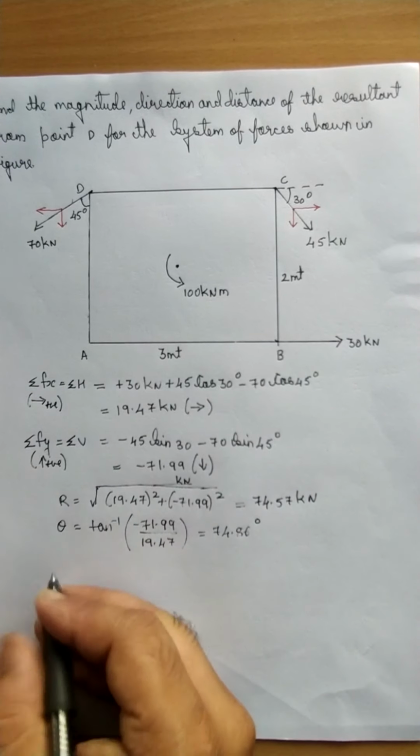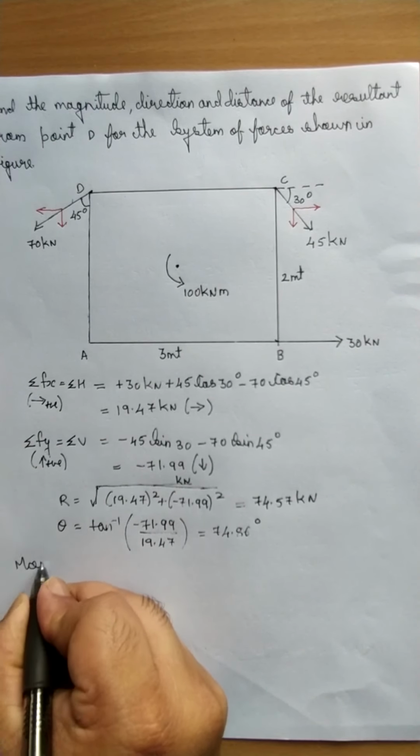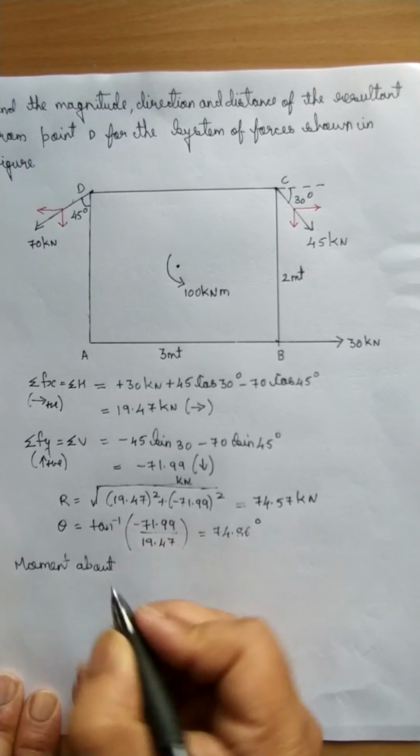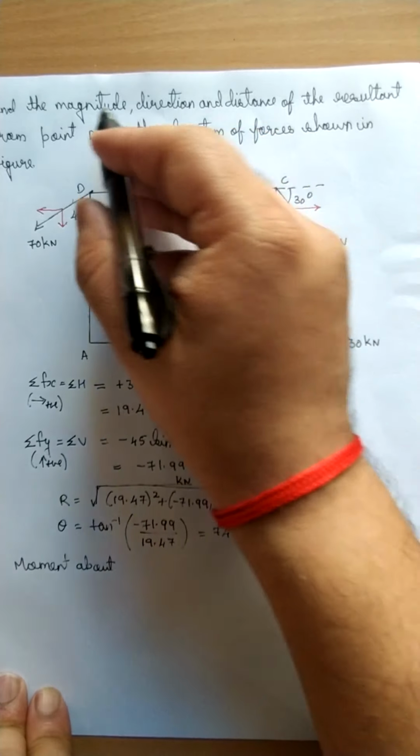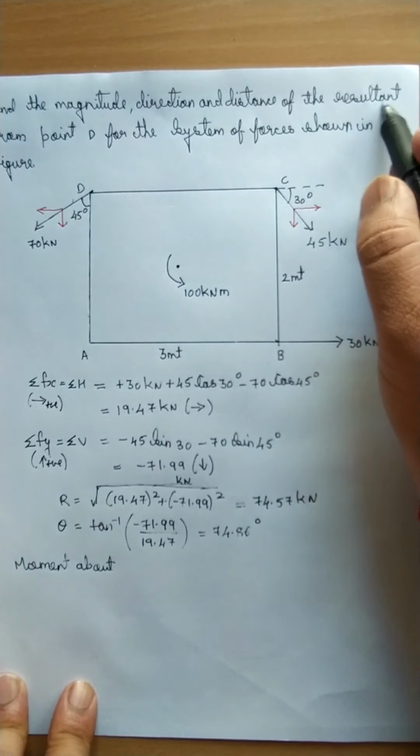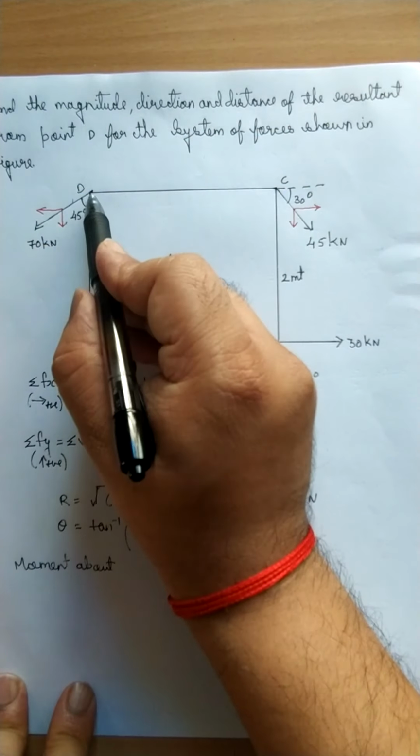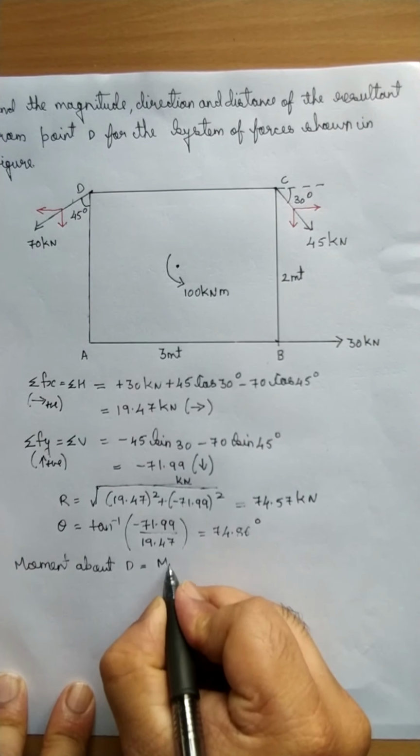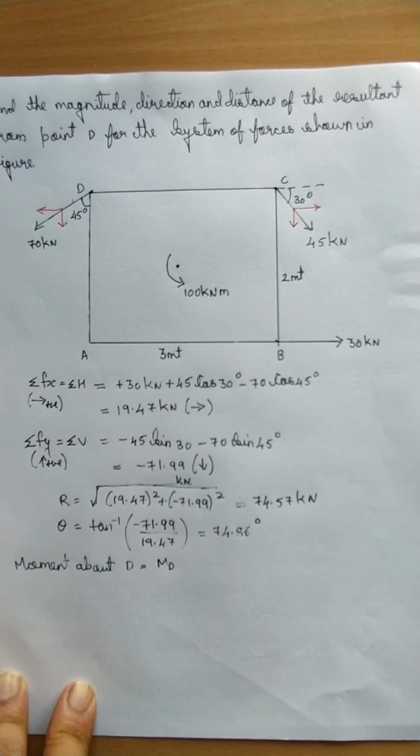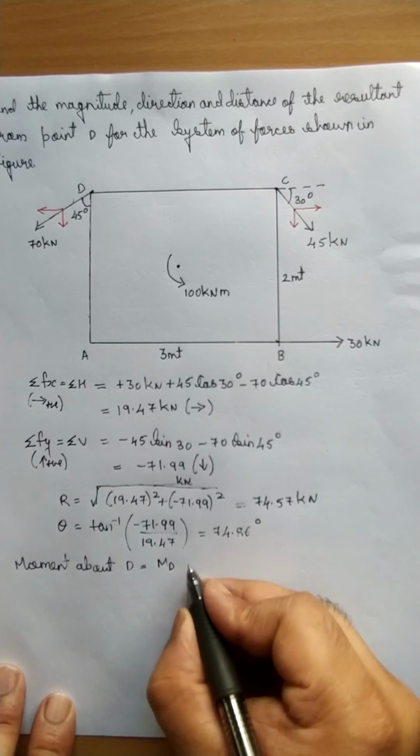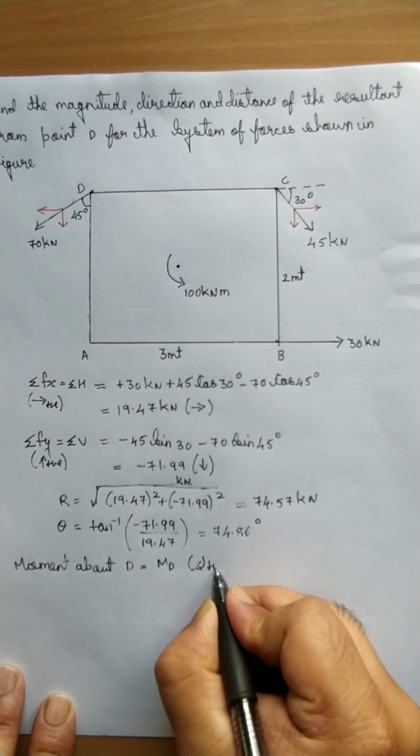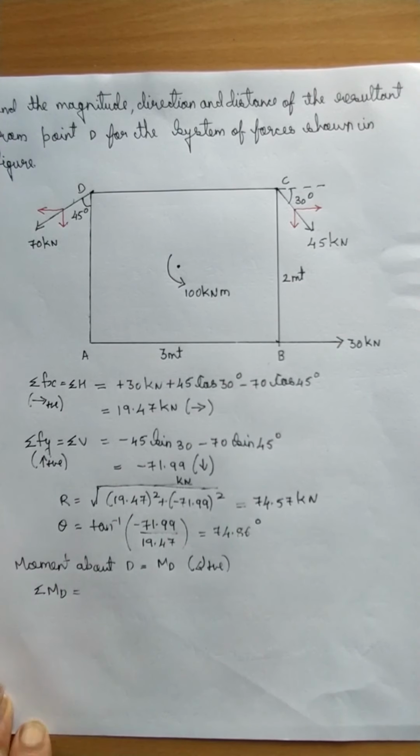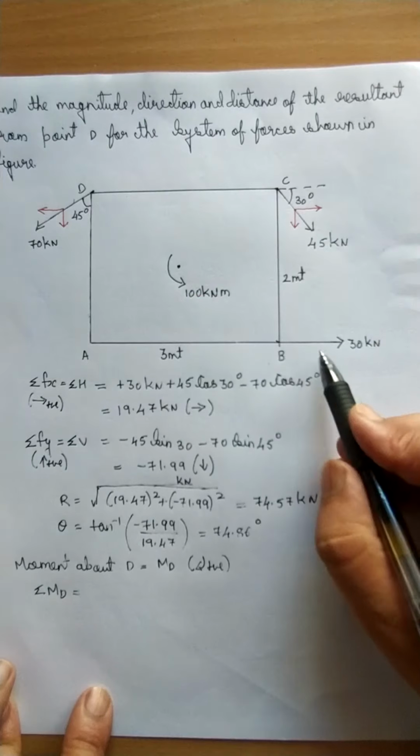Now we have to take the moment. Now this is very important. Read the question. They have asked for the magnitude and direction of the resultant from the point D. That means this point, so we have to take the moment about D. I will write it as MD. Taking clockwise as positive, summation of moments about D. So take all the forces towards D. Let us start with this.